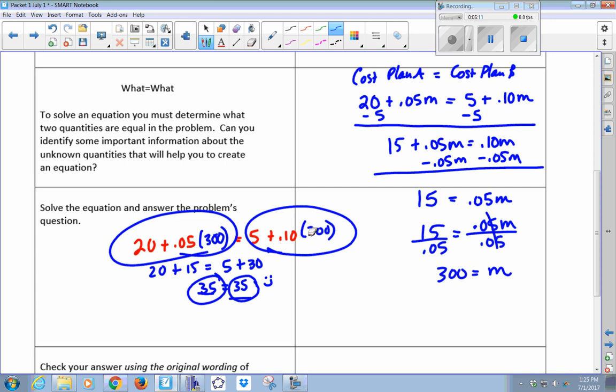So now you can answer with a full sentence. You can say that both plans will cost $35 per month when 300 messages are sent.